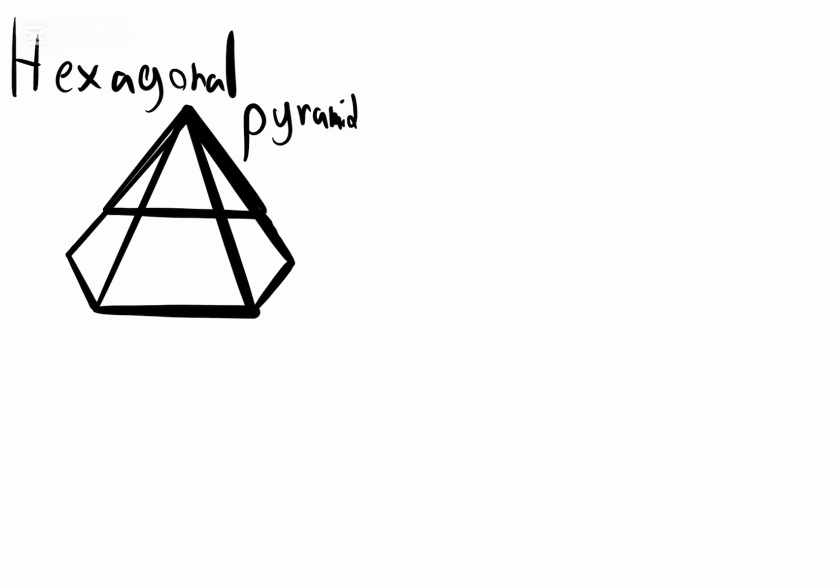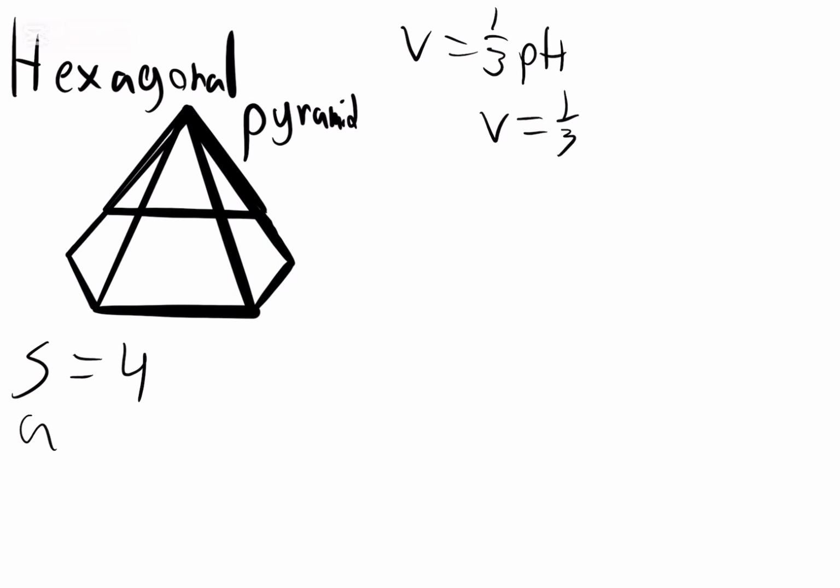Now we will be talking about how to find the surface area and volume of a hexagonal pyramid. So first we're going to start with volume. Volume equals 1/3. So using that, we'll do 1/3. And for a hexagonal pyramid, our S is going to equal 4, our A is going to equal 3, and our H for our pyramid is going to equal 6.